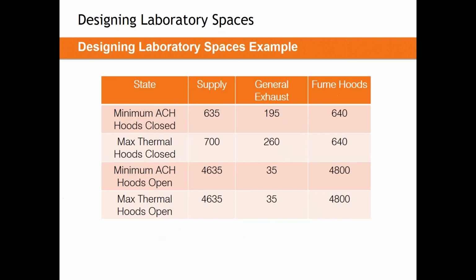If we go back here to our balancing table, that general exhaust valve has had a bit of an effect. Because it can't close down to 0, it has inflated our makeup air numbers a little bit here to 4,635 CFM.